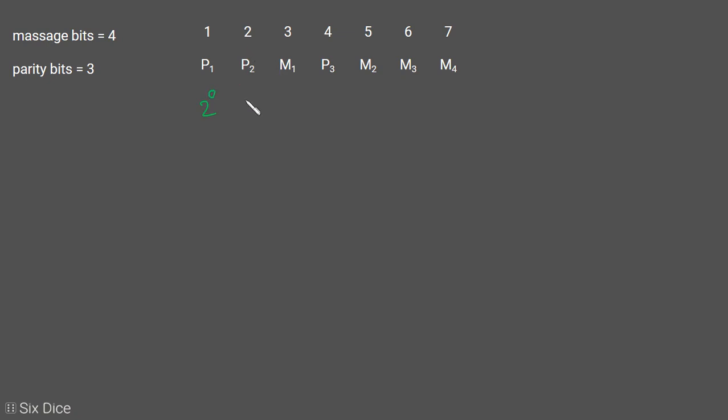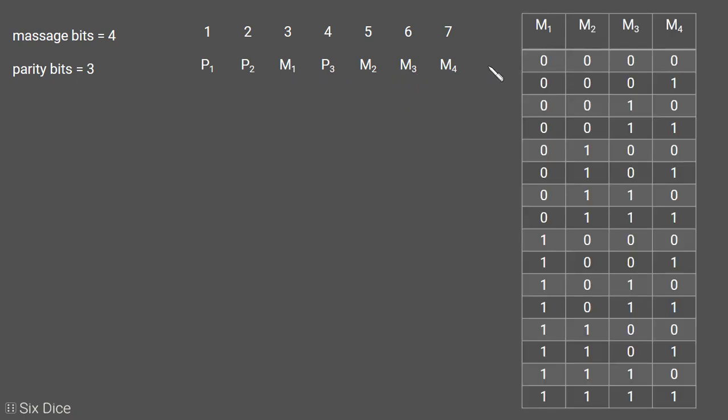Here parity bit 2 is placed at 2 to the power 1, and parity bit 3 is placed at 2 to the power 2. The other bits are message bits: message bit 1, message bit 2, message bit 3, message bit 4. Now with 4 message bits we can have 16 different combinations.